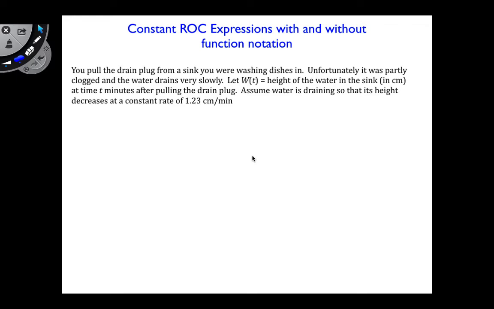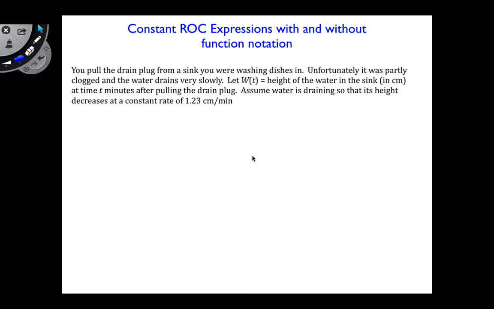So suppose that W of T represents the height of the water in the sink, measured in centimeters, at T minutes after you pull the drain plug. And the height's decreasing at a constant rate of just over 1 centimeter per minute. So imagine a really deep sink so that this doesn't run out of water in a minute. But every minute, it's decreasing at a constant rate. Every minute it would decrease by 1.23 centimeters.